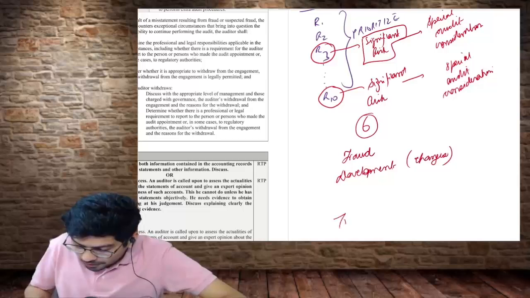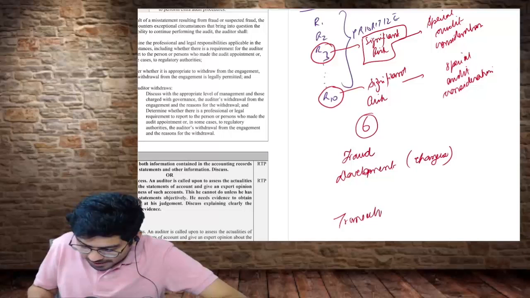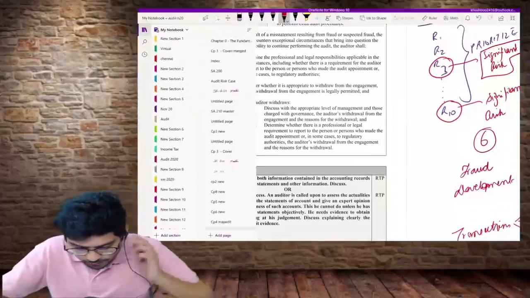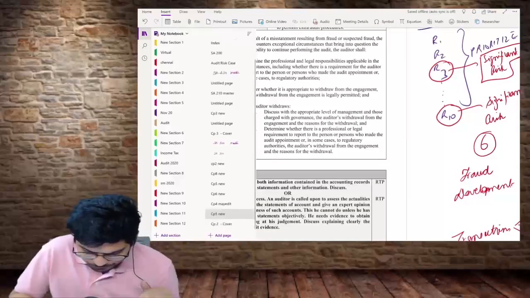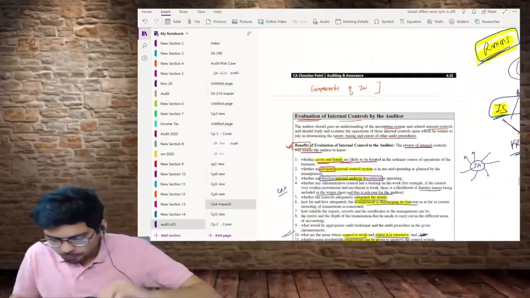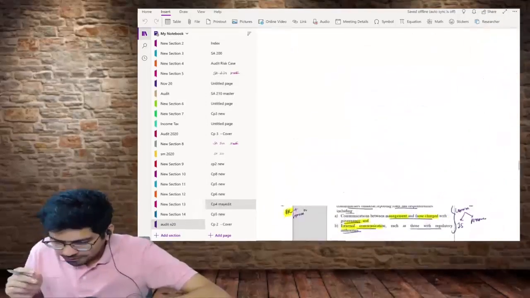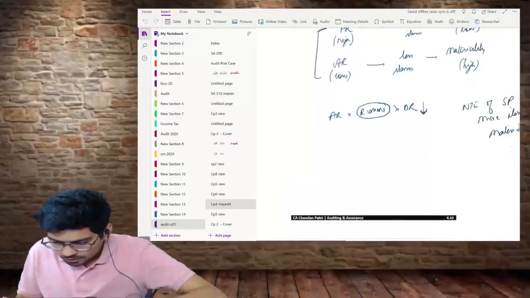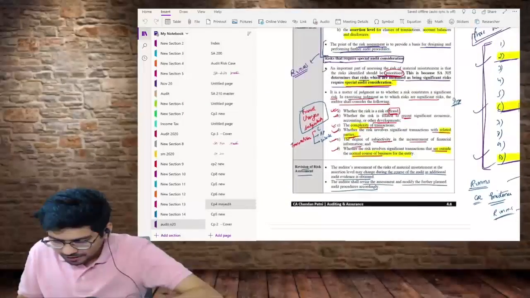Okay. Then there were points with respect to transactions. Any transaction, 3 transactions we had covered. If you are not able to recall, let me take you back to the chapter. Yes, this is an important point here. So 315, the 6 factors, so that you are able to recall what I am actually referring to.